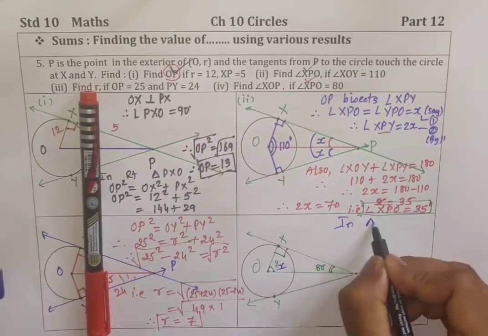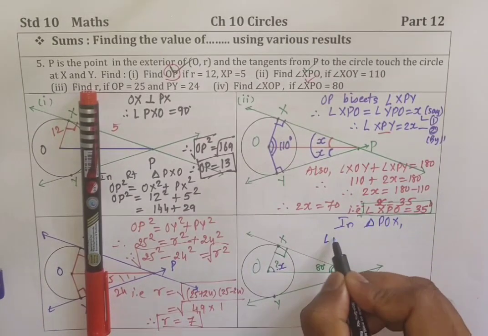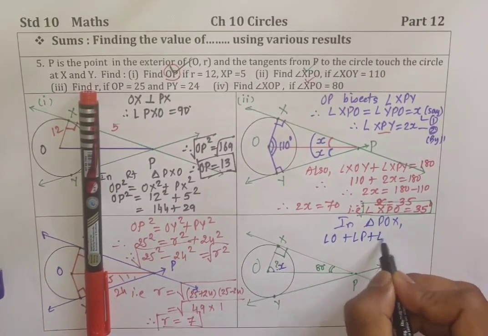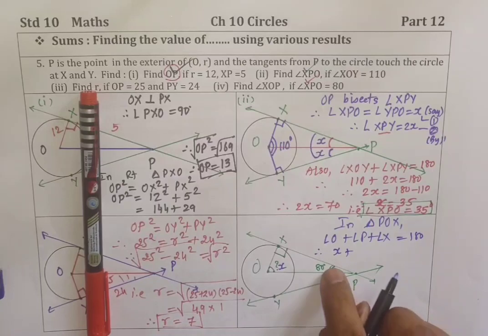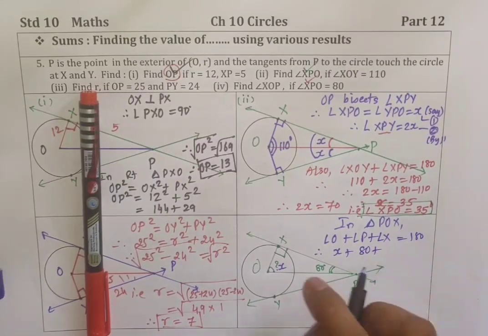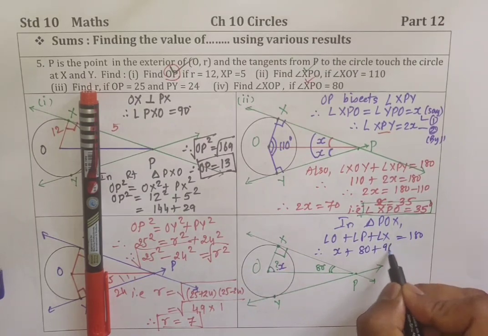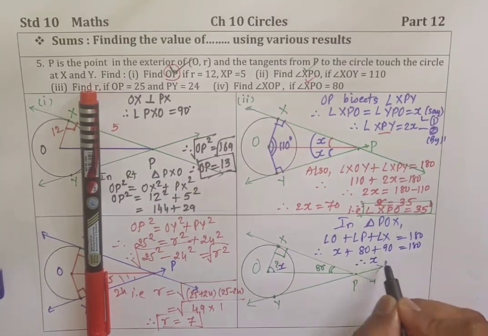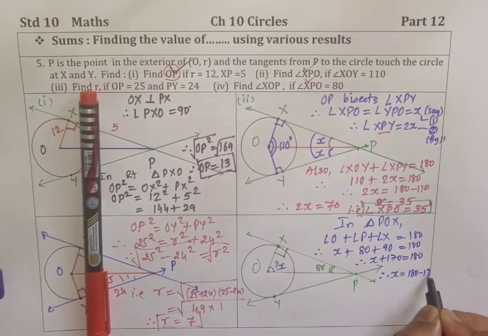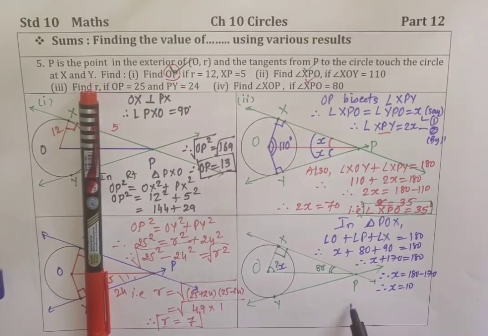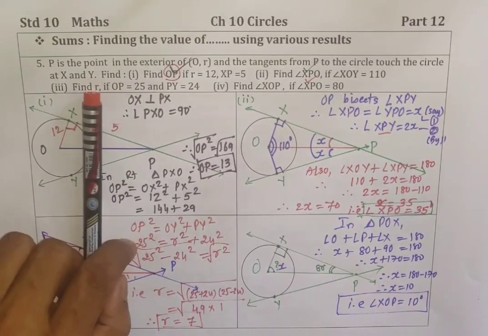So in triangle POX, angle O plus angle P plus angle X is equal to 180. O, I have called it X. P is 80. X, that is 90, is equal to 180. Therefore, X plus 170 is equal to 180. Therefore, X is equal to 180 minus 170. Therefore, X is equal to 10, i.e. angle XOP is equal to 10 degrees. Got it, children? Understood? Fine.